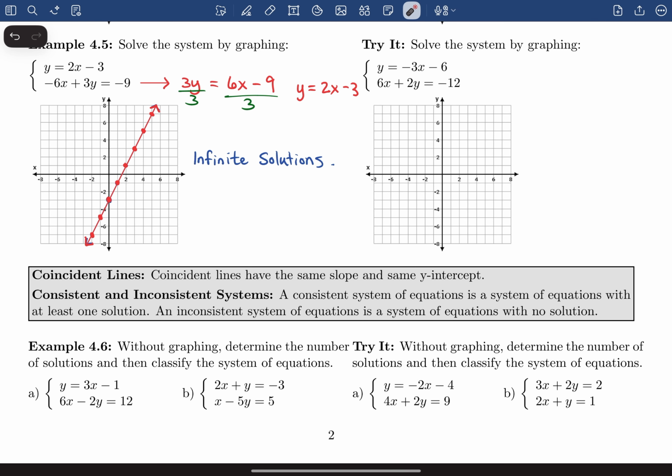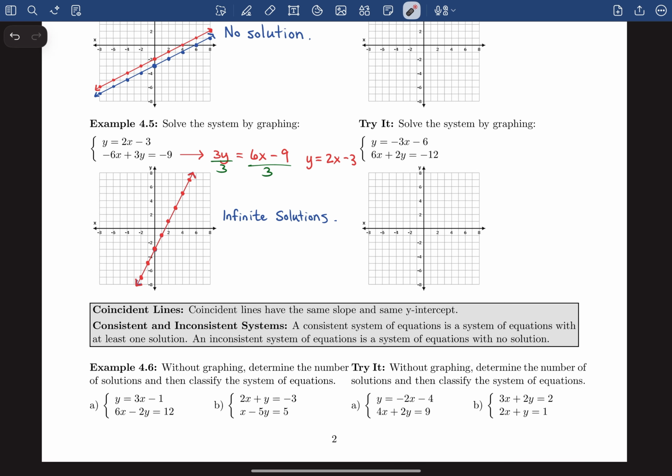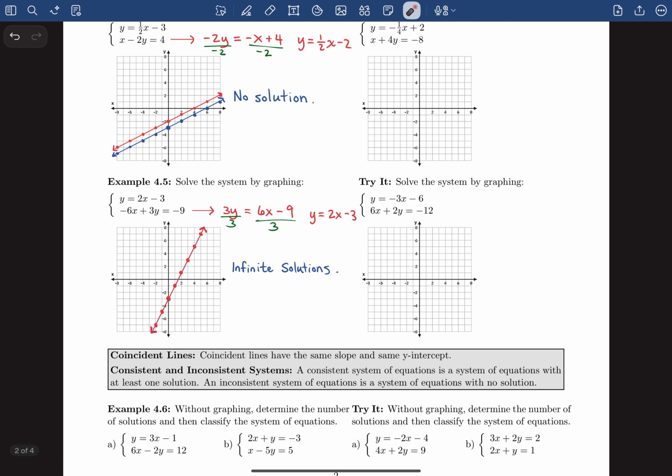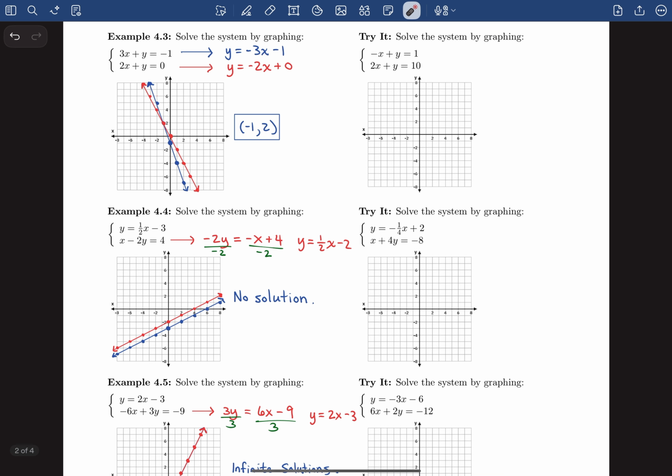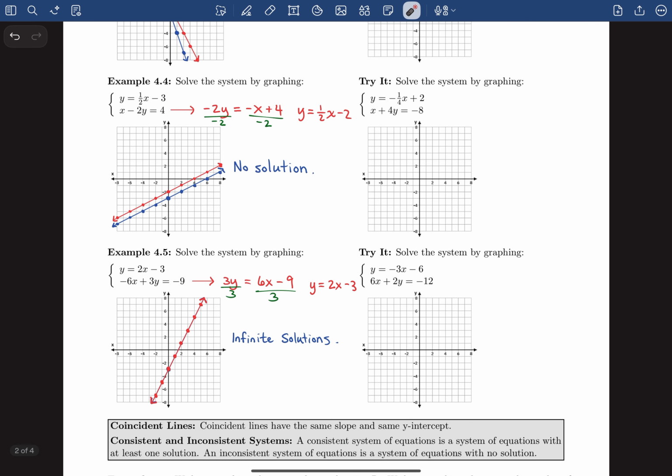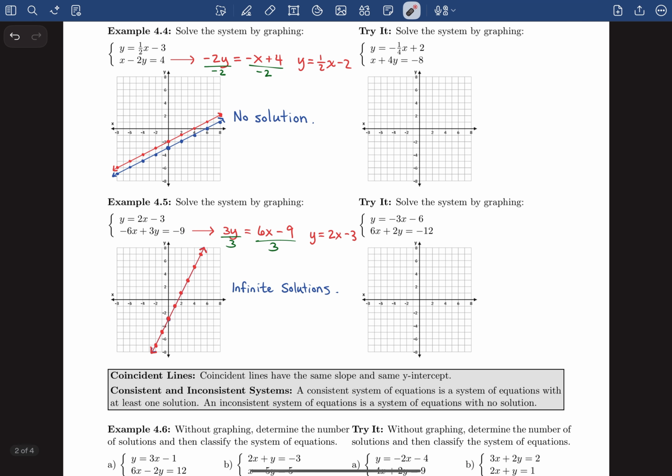And then discussing consistent and inconsistent systems. Well, a consistent system of equations is a system of equations with at least one solution. An inconsistent system of equations is a system of equations with no solution. So going and looking back, this system of equations here, because it had no solution, we call that inconsistent. But any system that has solutions, like this one had a single solution, and this one has infinite solutions, so it does have solutions.